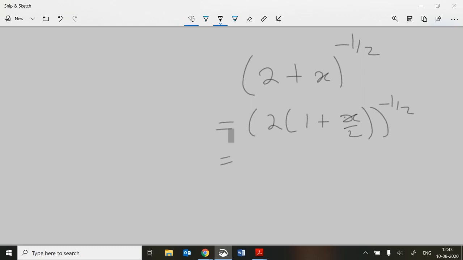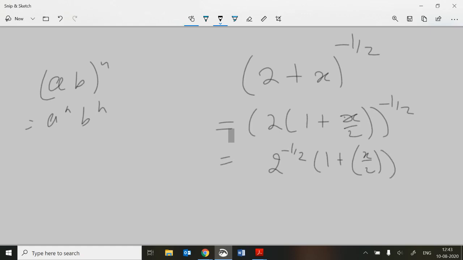And then we can use our laws of indices by saying (ab) to the power of n is the same as a to the n times b to the n. So we can split this up to say 2 to the power of minus a half times 1 plus x over 2 to the power of minus a half. We really need those extra brackets there. And now we've got this in the form which we can deal with, because our formula, remember, has 1 plus x to the power of alpha. So we need to make sure that we're creating a 1 plus something.